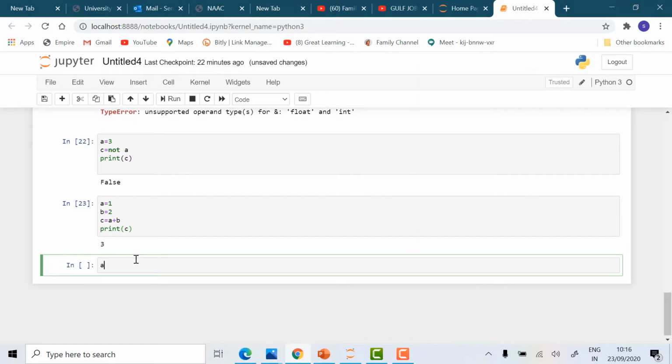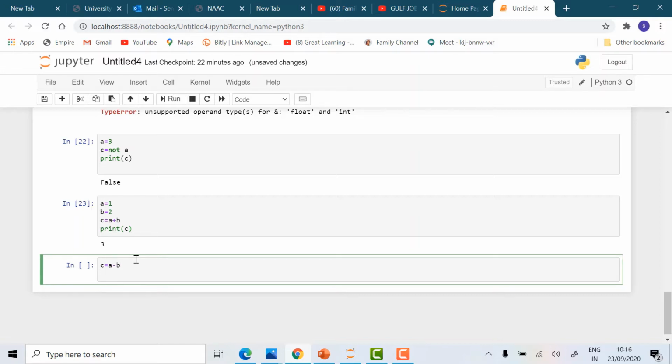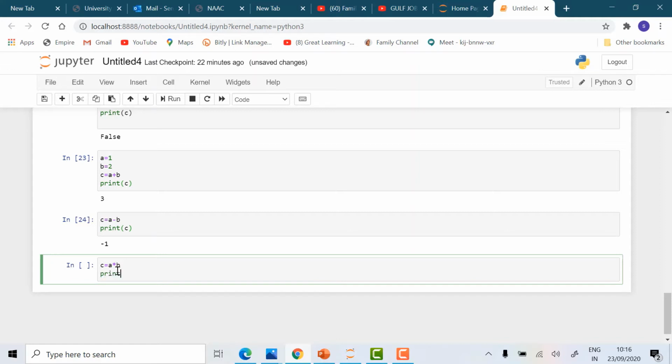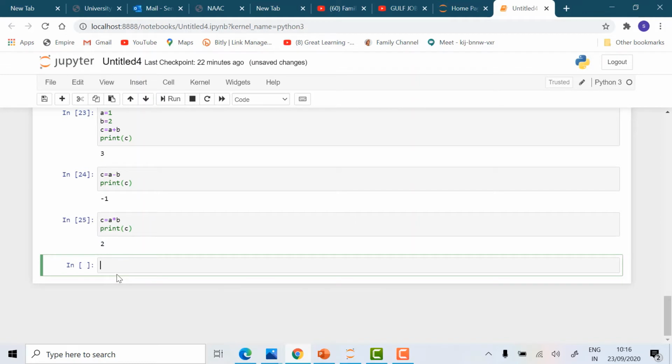Next is subtraction. Same thing, A and B I'm taking. C is equal to A minus B. Here we don't use printf, we use only print. Print C. We get minus 1. Then C is equal to A star B for multiplication. Again print C. Run. You get 2.